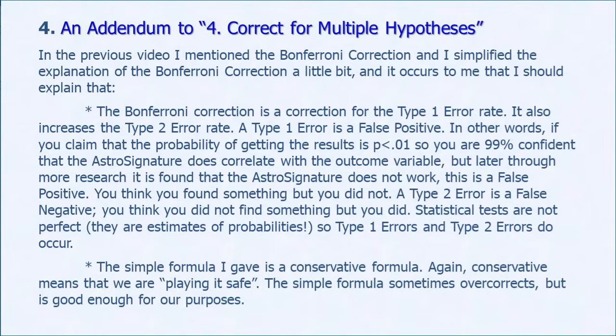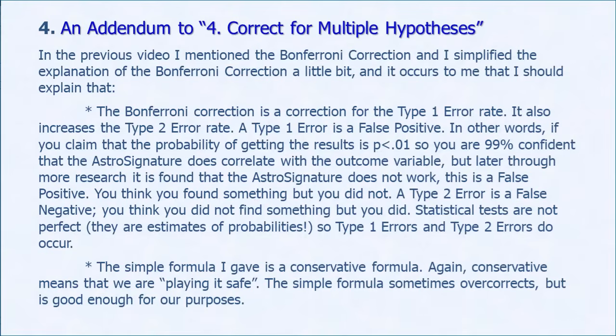And also, a problem with the Bonferroni correction is that it increases the type 2 errors. So you get more false negatives. Anyway, there's a lot of technical details in a lot of these calculations. And also, the Bonferroni correction is what we call a conservative formula. And again, you can think of the word conservative in the context of research methodology as playing it safe. It's playing it safe so we don't think we found a formula that actually works when it doesn't.